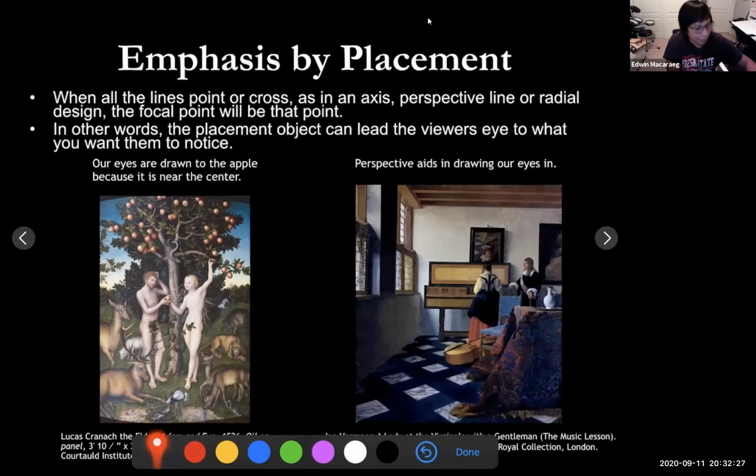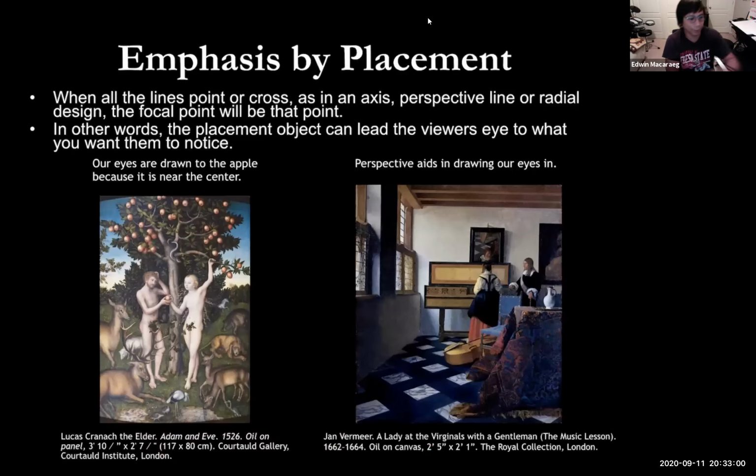So I have my little red dot here. If you guys are seeing this line here, this perspective line, and then we are seeing this perspective line there, it is in a way guiding us to this focal point here. I'm having fun with this. Okay. And so that's another way to create emphasis through the use of perspective lines or any type of linear guide. Okay.